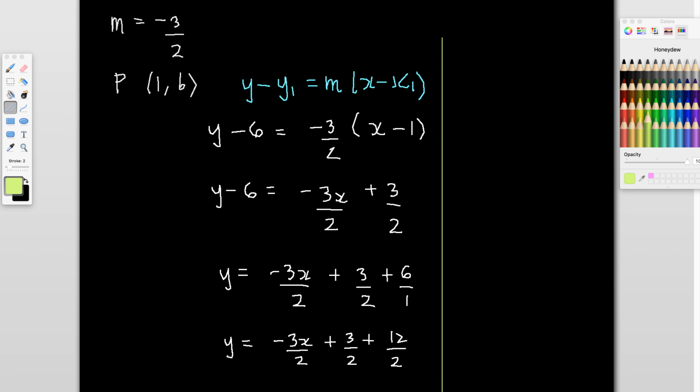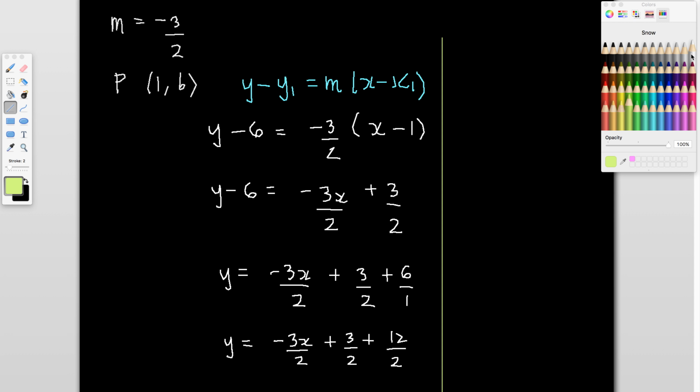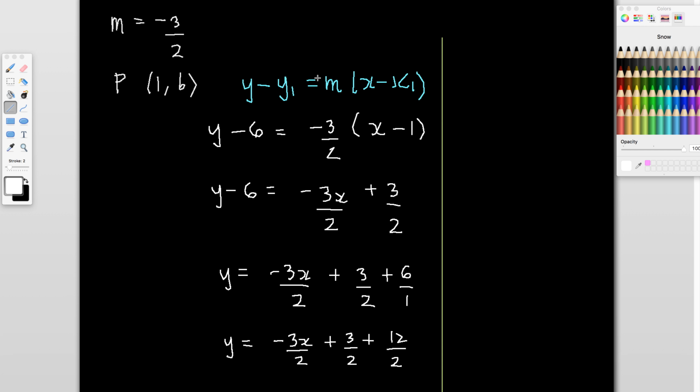Divide this up a bit. And I'm left with, of course, y equals negative 3x over 2 plus 15 over 2, or 7.5. And that is my equation.